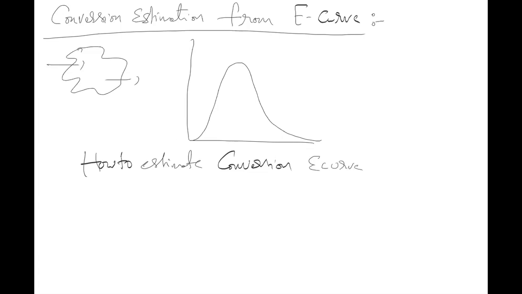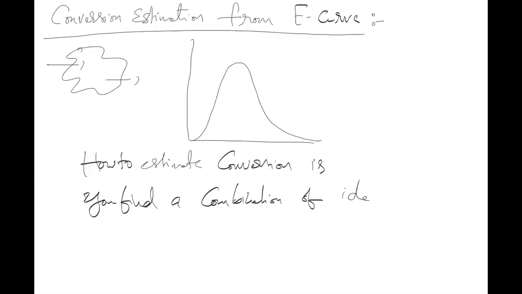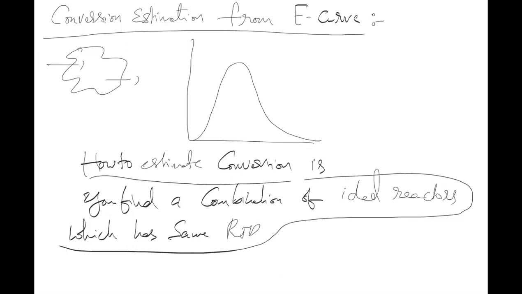Let's say how to estimate the conversion. First thing is you find a combination of ideal reactors which has the same RTD.